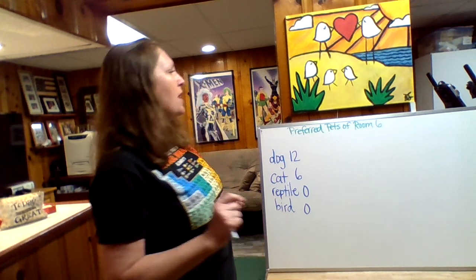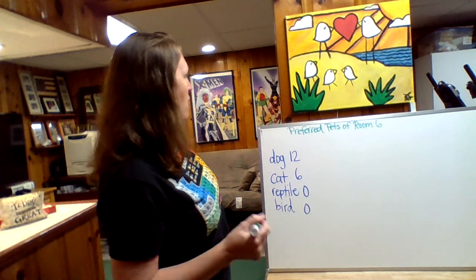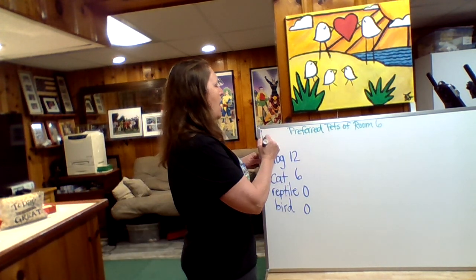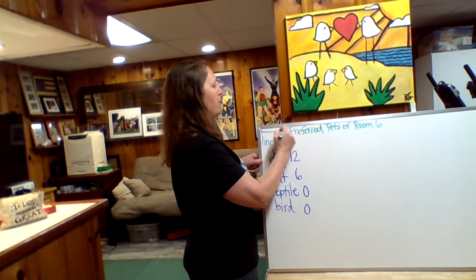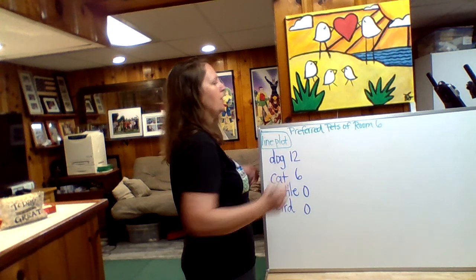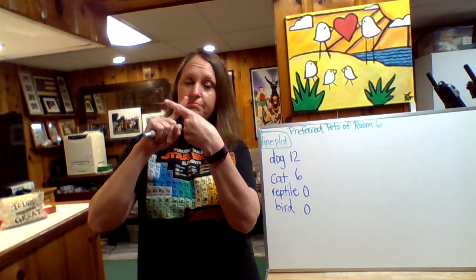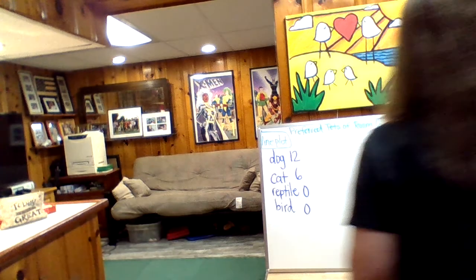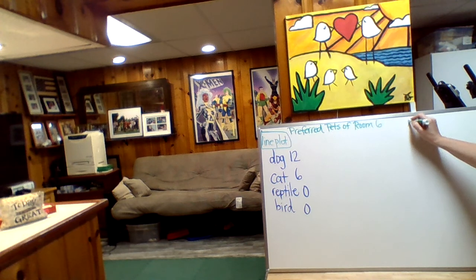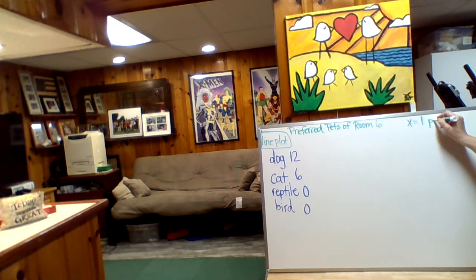Now, you always need to have a key for a line plot as well. And I'm just going to rewrite line plot. So remember what it is we're learning about right now. Line plots typically use an X. An X represents one person or one. Now, sometimes that could represent more than one if you're surveying a lot of people. I'm just going to write 1X equals one person.